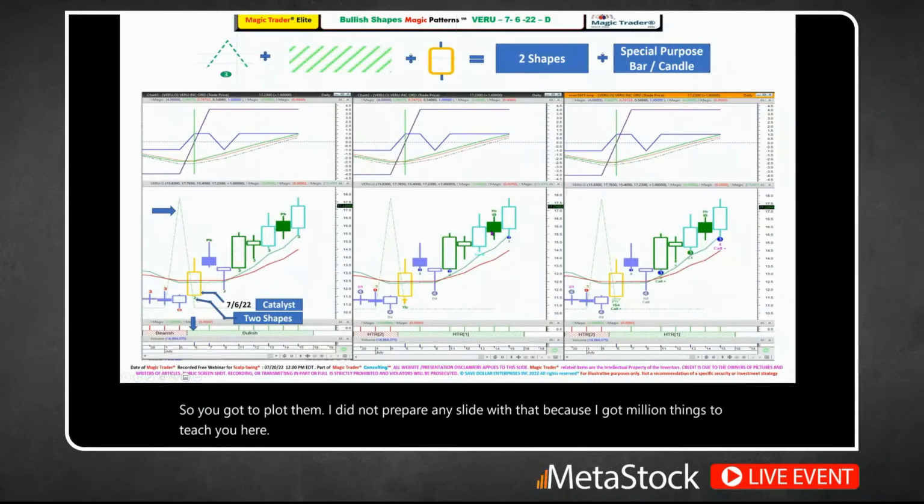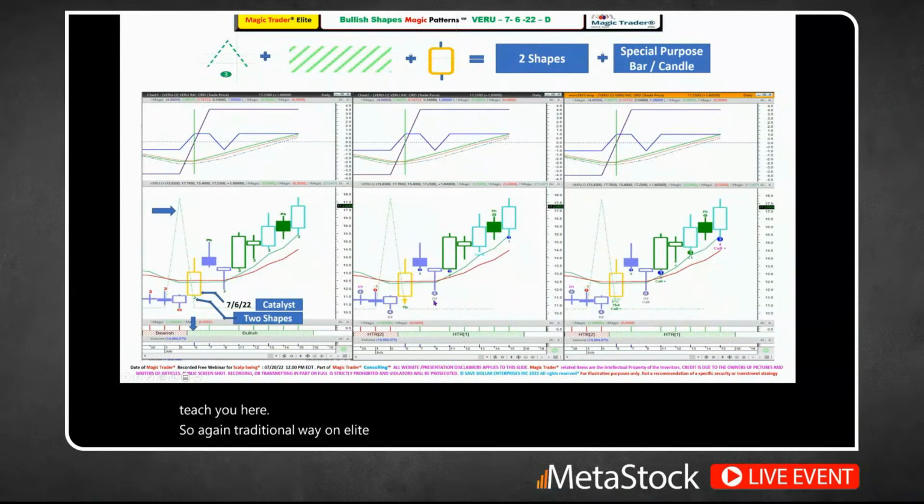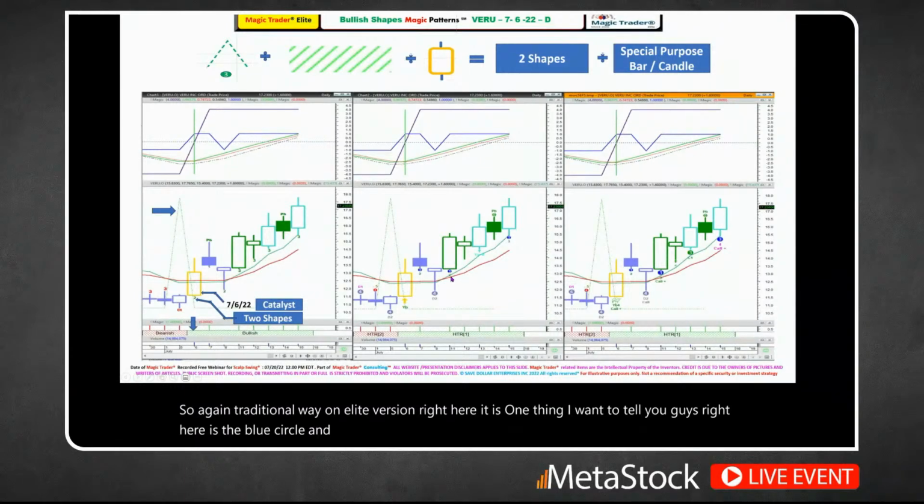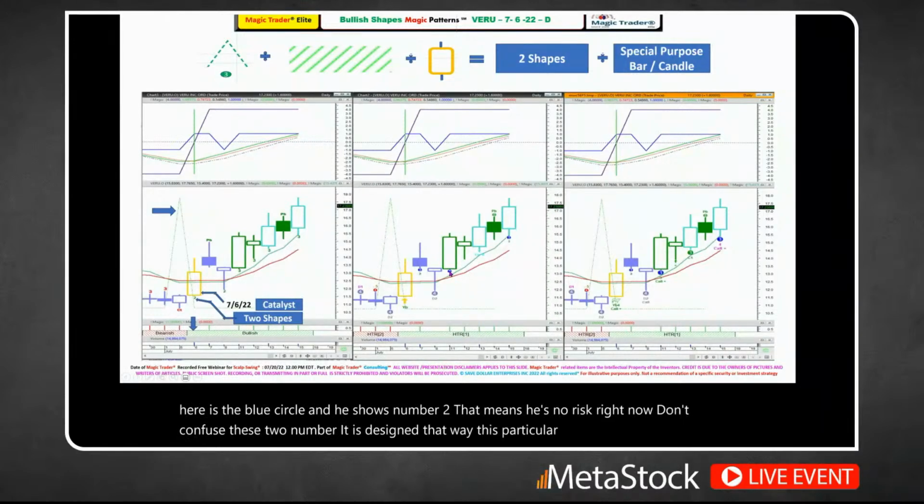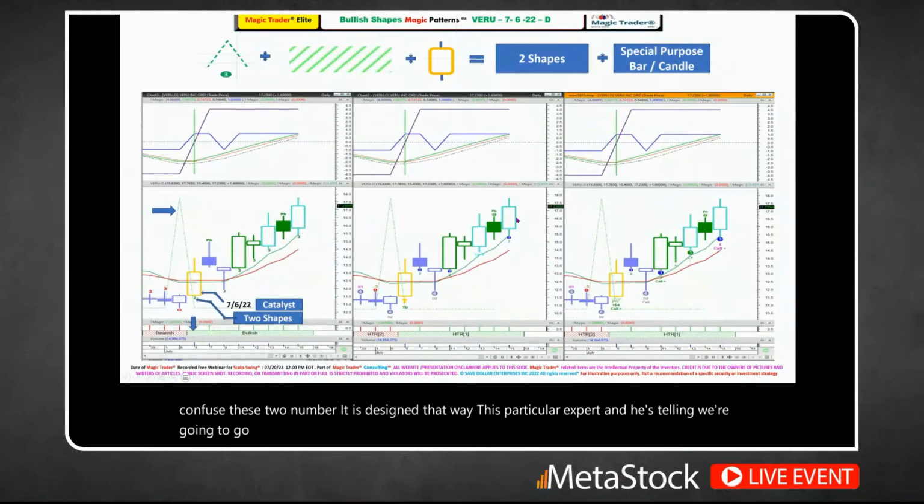So again, the traditional way on an elite version, right? Here it is. One thing I want to tell you, elite version guys: here is the blue circle, and it shows number 2. That means it's low risk, right? So don't confuse these two numbers. It is designed that way, this particular expert, and he's telling us we're going to go higher. Indeed, so it is working over and over again.